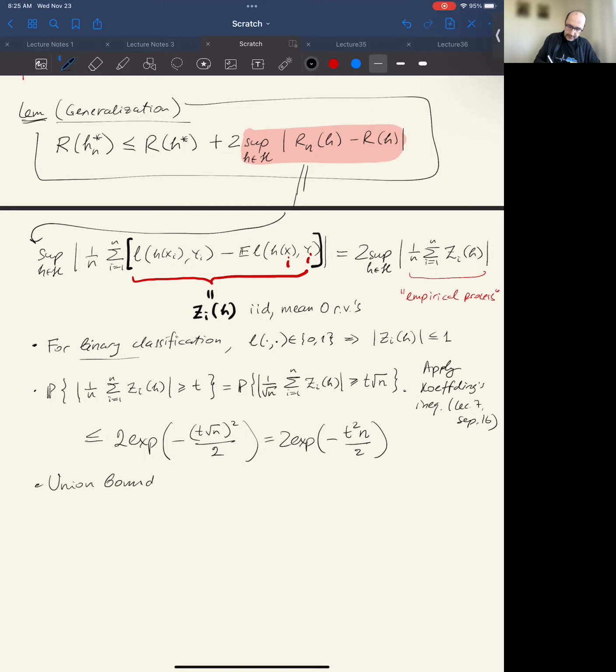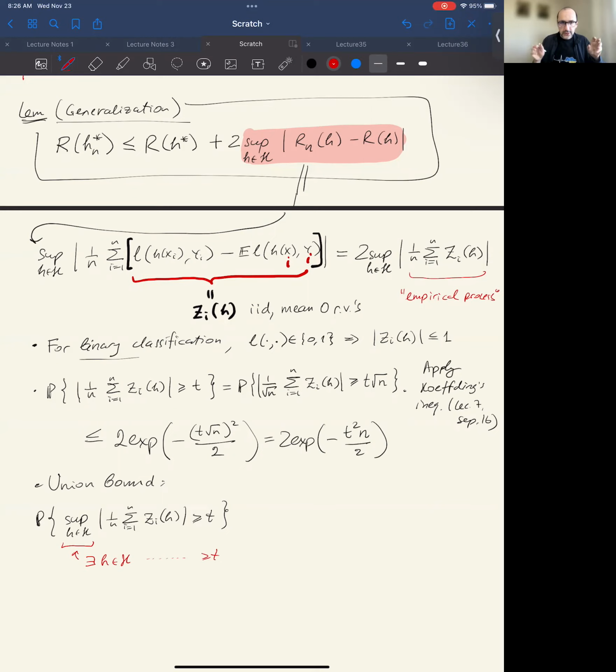Union bound. Again, the probability of a bad event. Let me put it down. The bad event is that the sum is greater than t. Okay, how do we handle this supremum? Supremum, or maximum let's say, is larger than t. What does it mean? It means that there exists h for which this is larger than t.